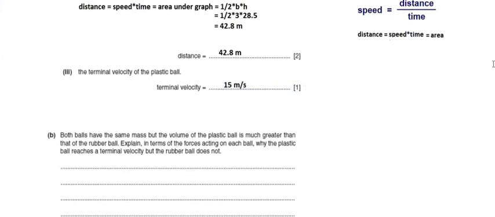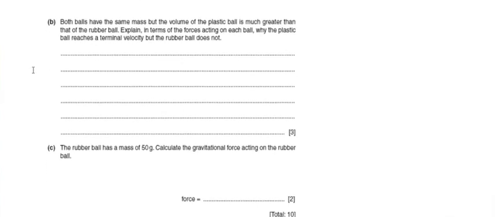Okay, now we will see part B of the question. Both balls have the same mass, but the volume of the plastic ball is much greater than the rubber ball. This is a very important point here. The volume of the plastic ball is much greater. Explain in terms of the forces acting on each ball why the plastic ball reaches the terminal velocity but the rubber ball does not. So here we should recollect the concept of terminal velocity.